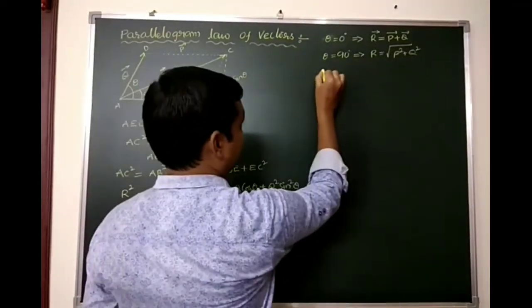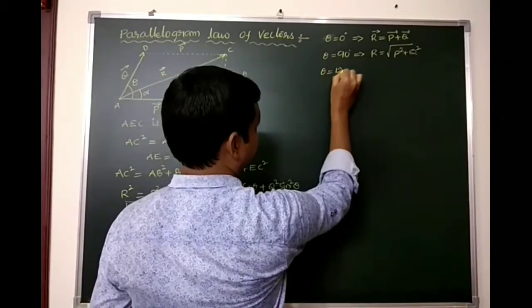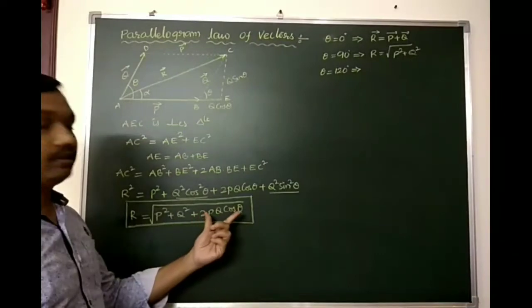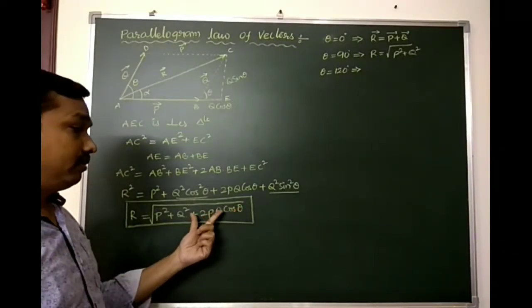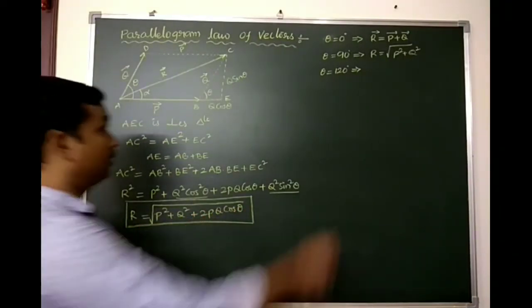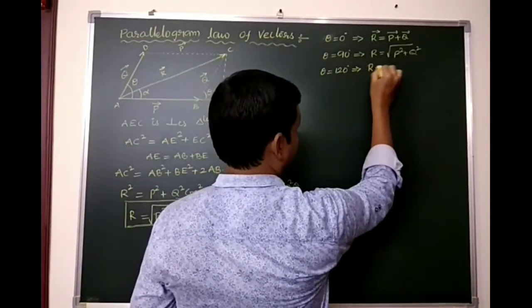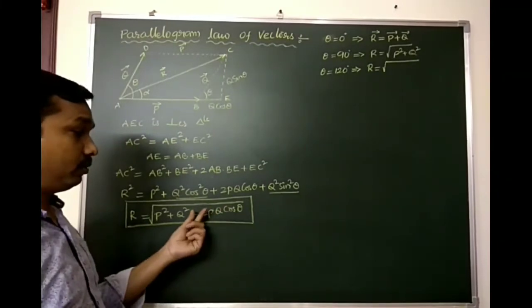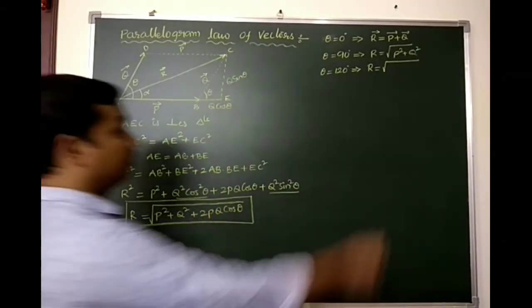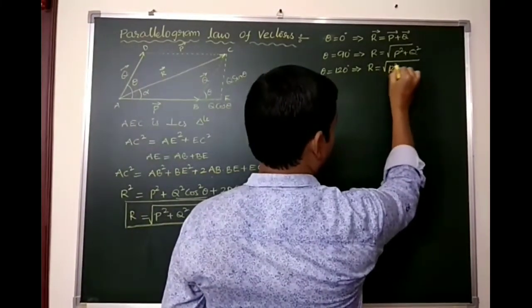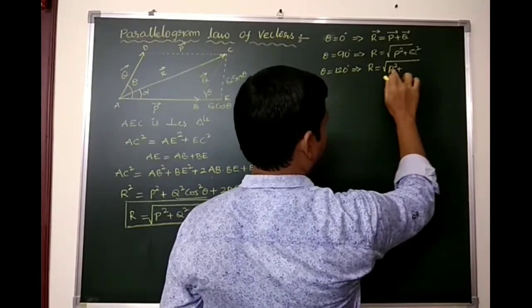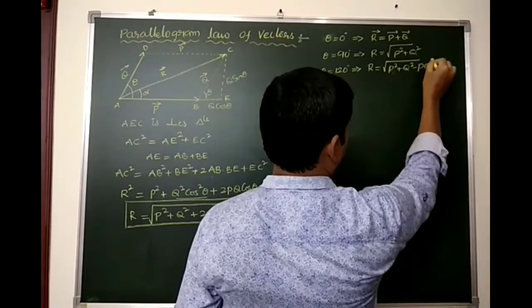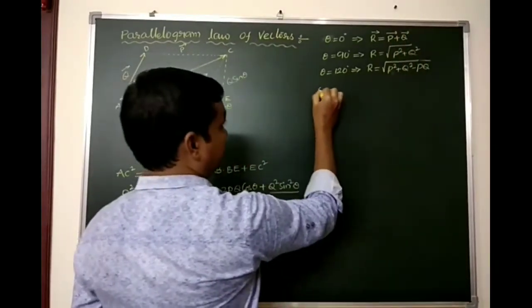Theta is equal to 120 degrees. Cos 120 value is minus 1 by 2. So what do you get now? R is equal to root over, minus 1 by 2, the 2 cancelled, minus will be. So R square, P square plus Q square minus PQ.